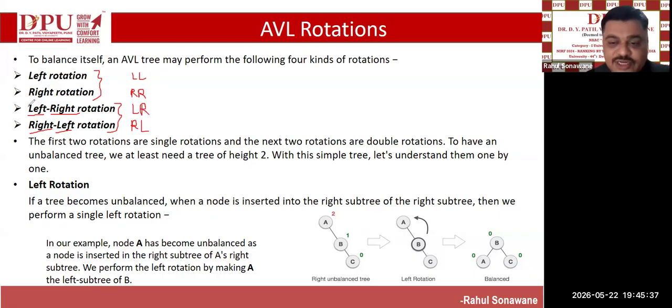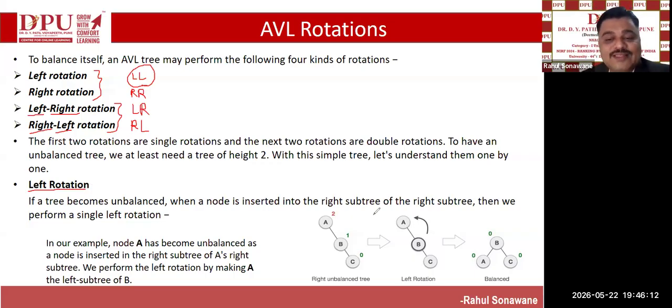Okay, for the sake of simplicity, because every time we are not able to write the entire statement like left rotation, right rotation, instead of that we can use shortcuts: LL for the left rotation, RR for the right rotation, LR for left right, and RL for right left rotation. Now, let us try to understand when we have to perform which kind of rotation. So the first rotation is single left rotation or LL rotation.